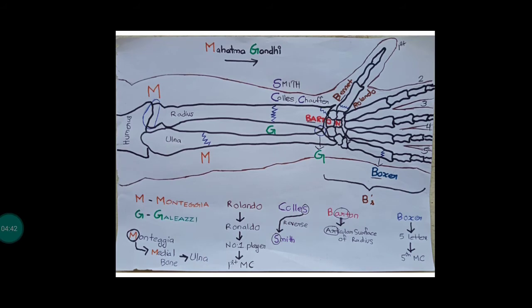Next, after Mahatma Gandhi, we are done with the Monteggia and Galeazzi fractures. Now let us move into one of the most important named fractures, that is the Colles fracture. It is at the same level as Galeazzi fracture. Remember, Colles fracture, Smith fracture, and Galeazzi fracture are at the same location.